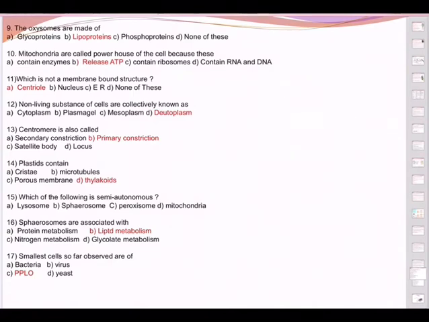Again, this may be a question in UPSC-NDA. What is the energy currency of a cell? ATP. And then, contain ribosomes? No. Contain RNA, DNA? No. Only DNA. So mitochondria, in relation to power, it is release of ATP, which is not a membrane bound structure.